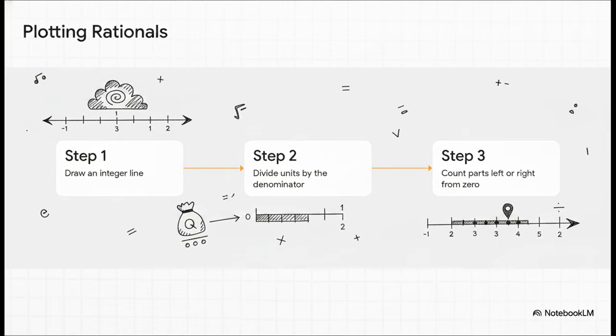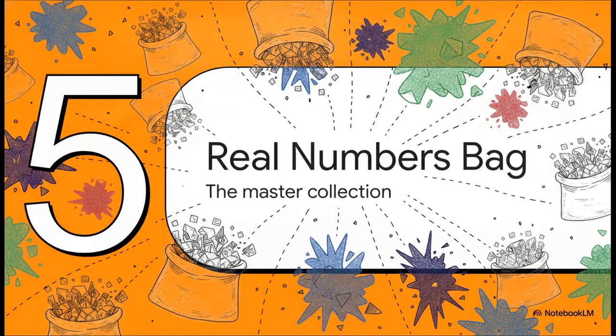Here, it's a 3. And divide the space between each whole integer into that many equal parts. And step 3, just count the parts starting from 0. Since it's a positive 5/3, we count 5 of those tiny little segments to the right. By chopping up the number line into fractions, you can literally pinpoint the exact street address of any rational number in bag Q.